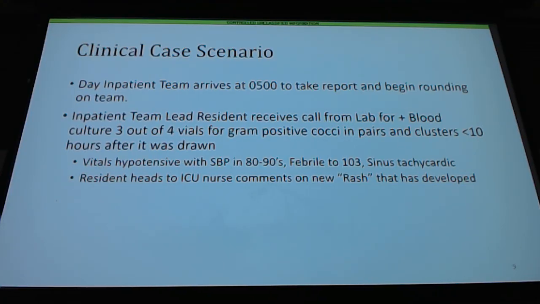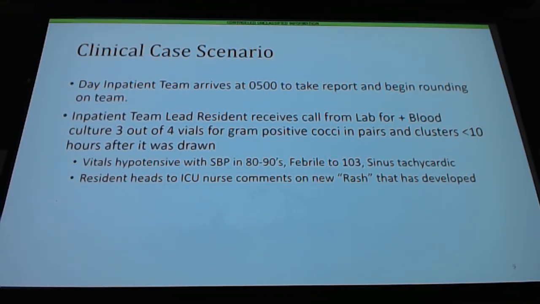a report, and we began rounding on the team. I received a call about 30 minutes later from the lab saying that she had positive blood cultures, 3 out of 4 of the vials for gram-positive cocci in pairs and clusters, less than 10 hours after it had been drawn. Typically, when you get that kind of result, you think it's a contaminant.